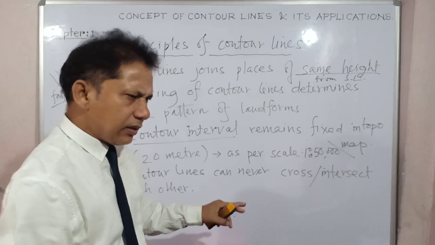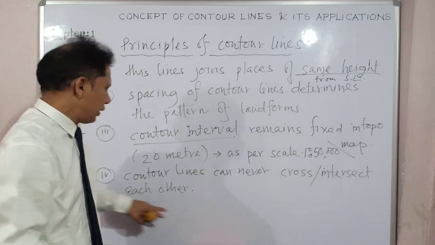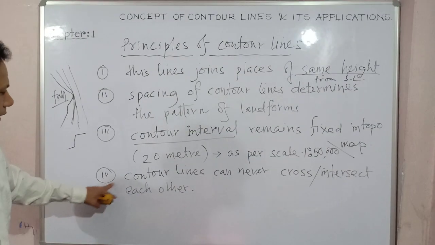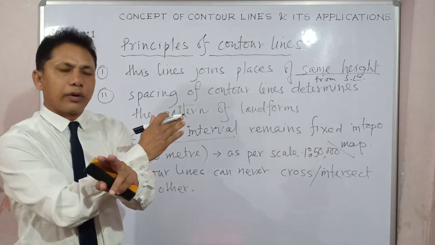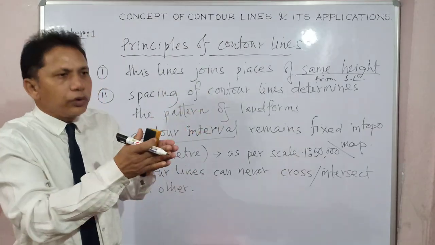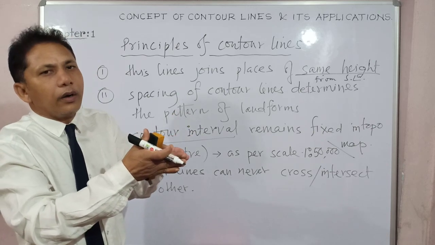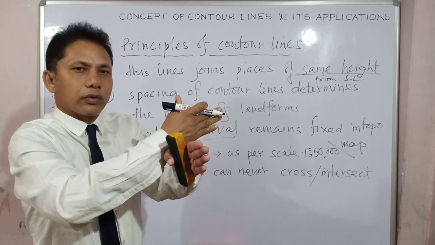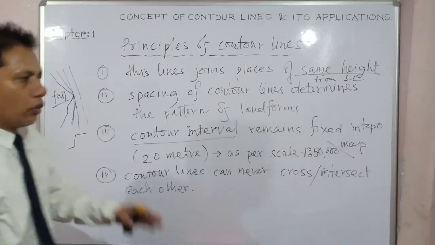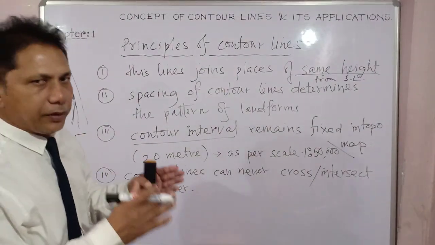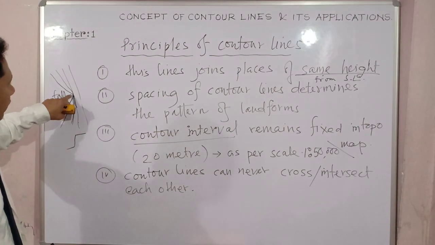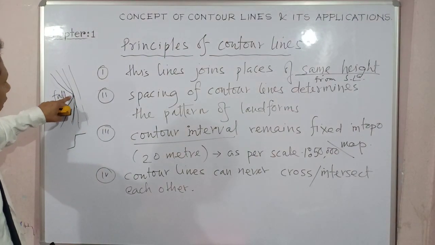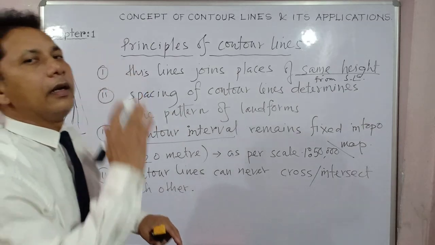The last and final one, which is a very important one, the fourth principle actually: contour lines can never crisscross. It will never crisscross. It can come close to each other, even coincide with each other, but it will not crisscross like this. Clear? That is the wrong concept. If it is so, you will never find it. Now see what happens: at the point of coinciding, it can merge in one point, showing the vertical cliff.